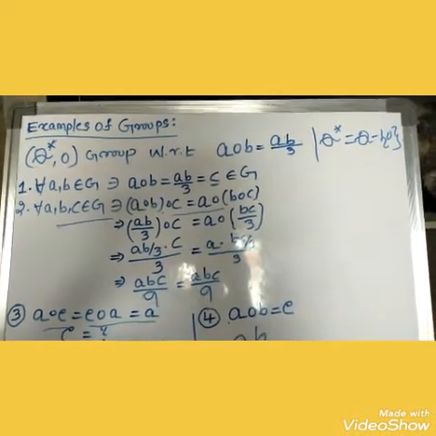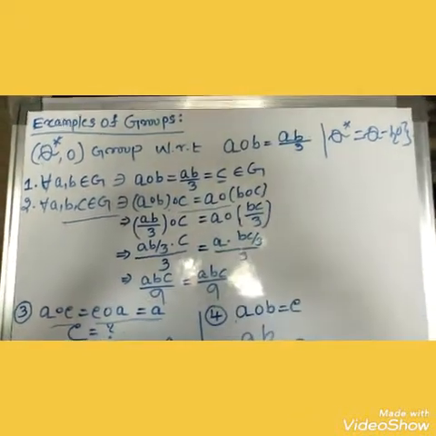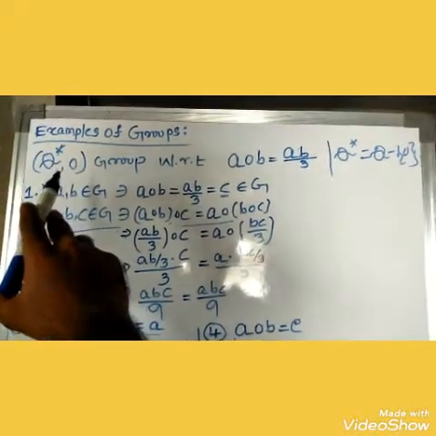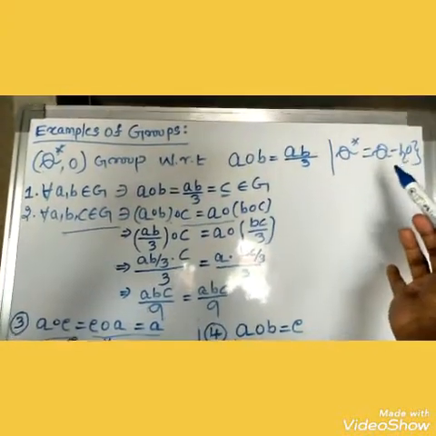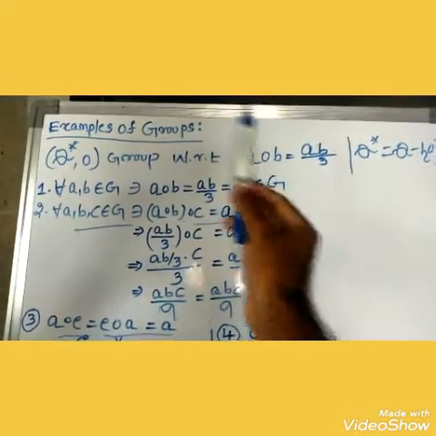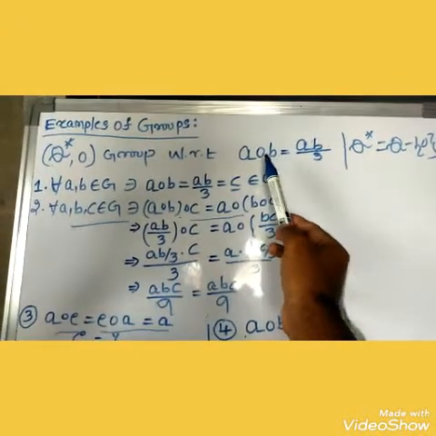In this video, I want to explain some examples of groups. So now I am taking Q star as a set. What is Q star? The set of all non-zero rational numbers with respect to this binary operation. Is this a group or not? I want to check now. So what is the binary operation here?